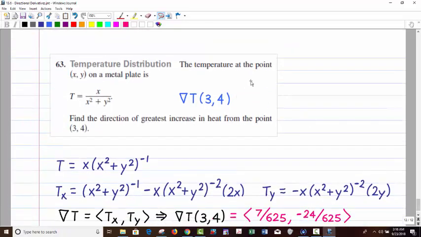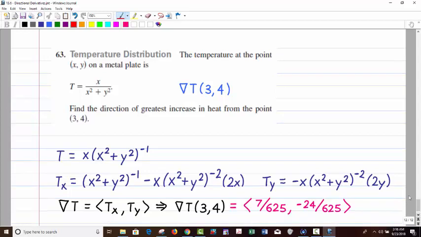And here's just some kind of application problem. It's not anything too complicated. Here's some function that's giving us the temperature at a point (x, y) on a metal plate. And we're going to find the direction of greatest increase in heat from the point (3, 4). The direction just means it's the gradient. The magnitude of it would be the maximum directional derivative, but it wants the direction of greatest increase. So the direction of greatest decrease would then be the negative of this value right here.